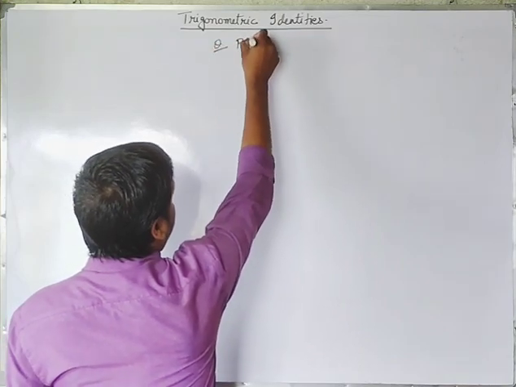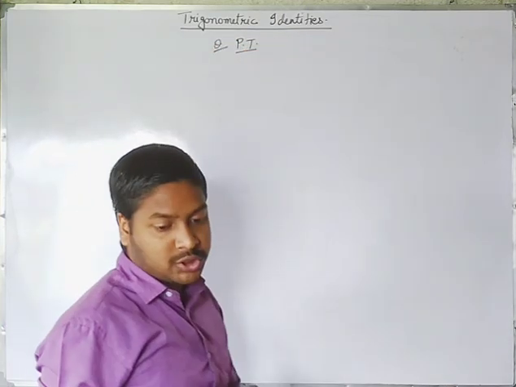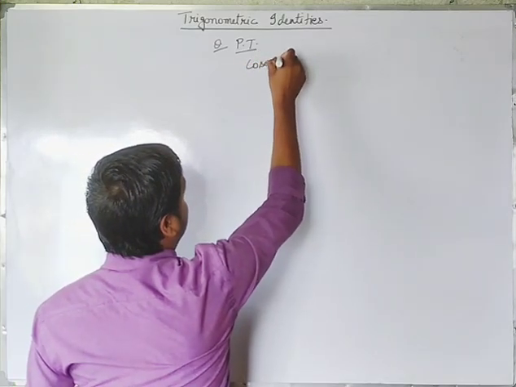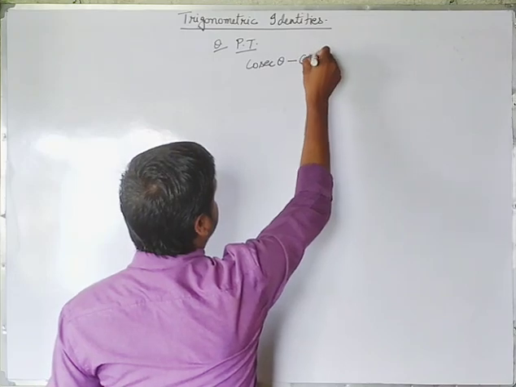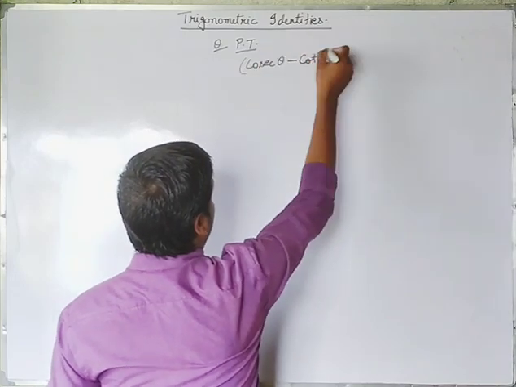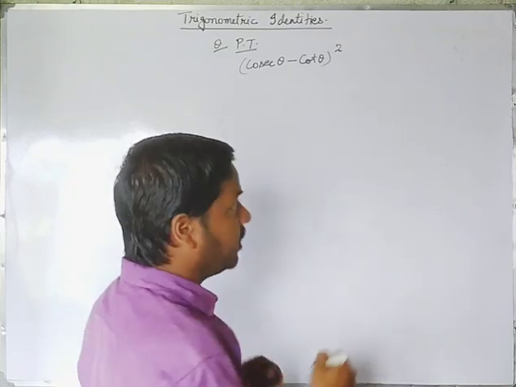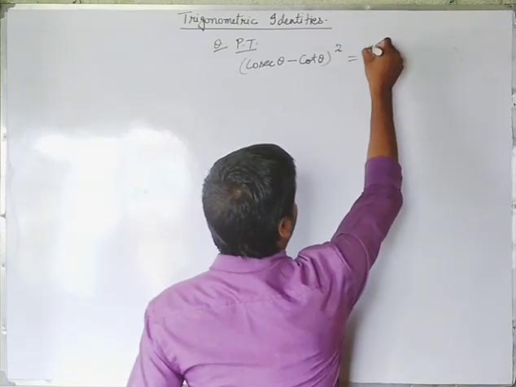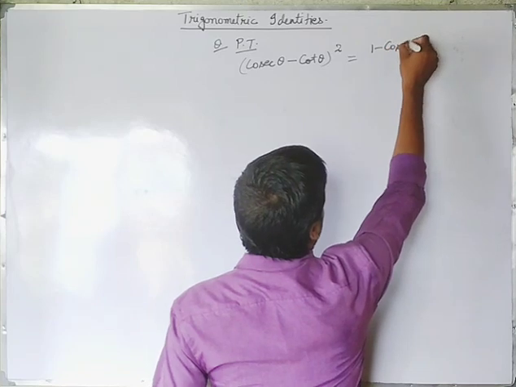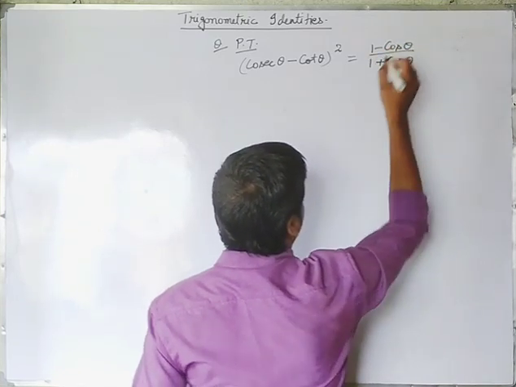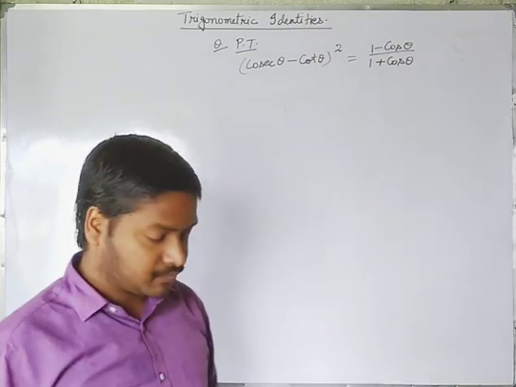Prove that (cosec theta minus cot theta) whole square is equal to (1 minus cos theta) divided by (1 plus cos theta). This one we need to prove.